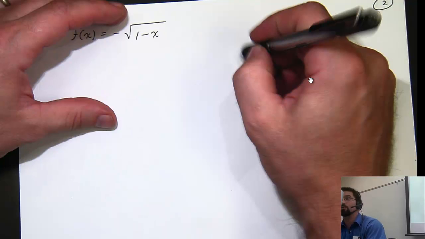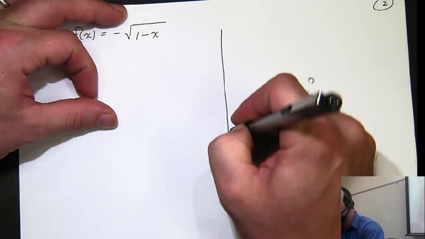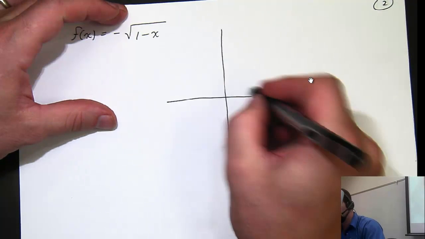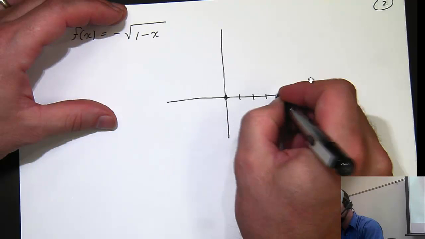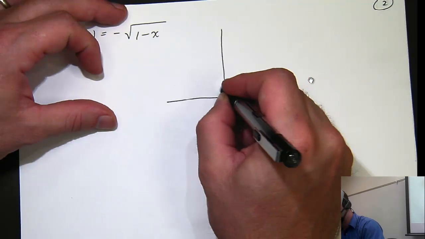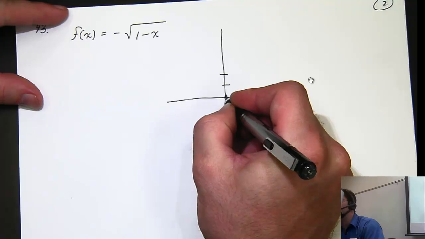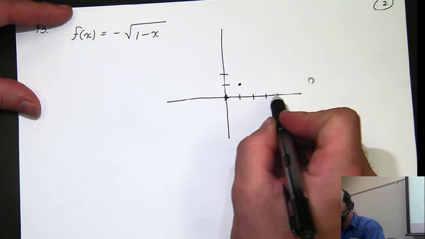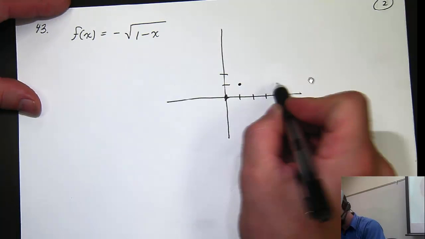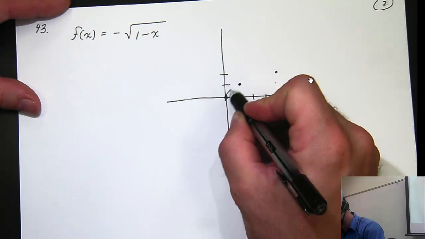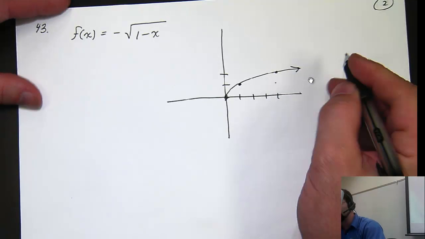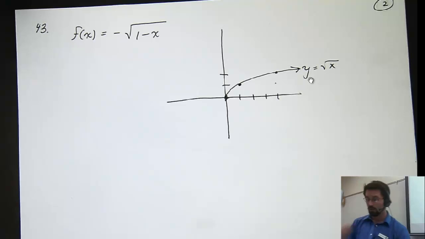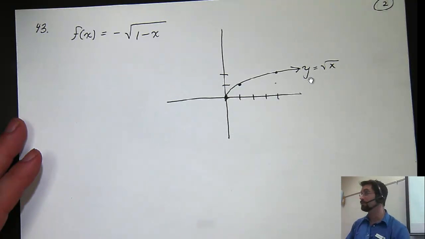So to keep track of all this, I'm going to first draw our standard graph, which is for a square root. The square root of 0 is 0, the square root of 1 is 1, the square root of 4 is, of course, 2, and so there you go, that's our square root function. Now this has some stuff happening to it.